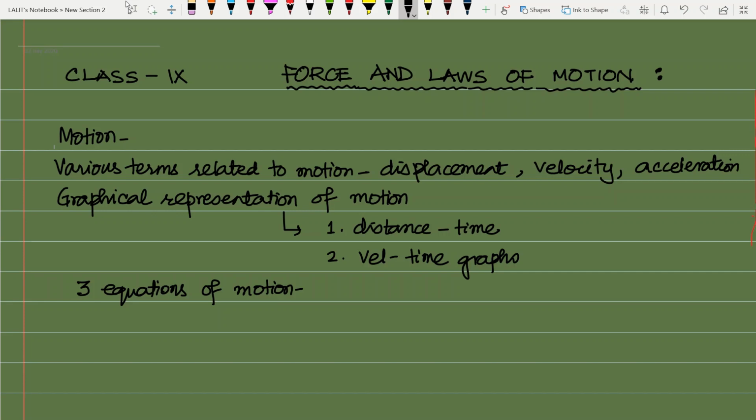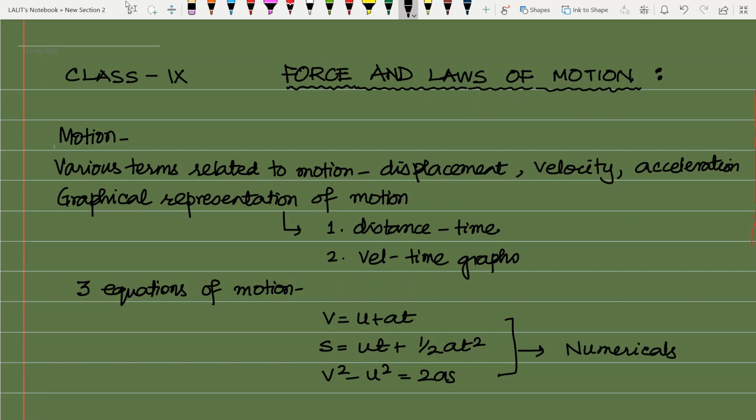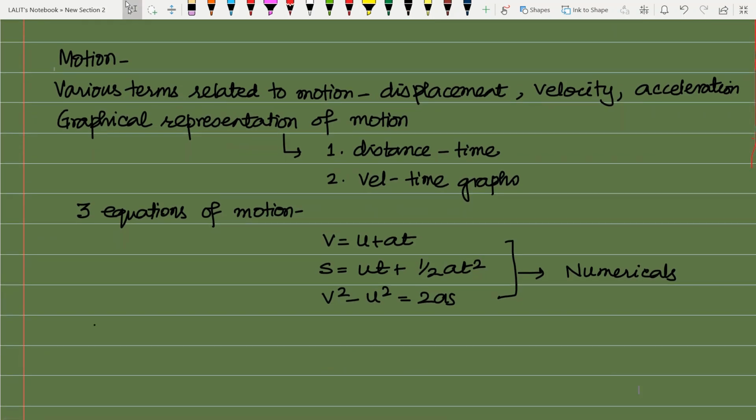The first one was V is equal to U plus AT. The second was S is equal to UT plus half of AT square. And the third equation was V square minus U square is equal to 2AS. And then we talked about numericals related to these three equations. And finally, the last topic of the chapter was circular motion. And we also discussed why circular motion is accelerated motion.